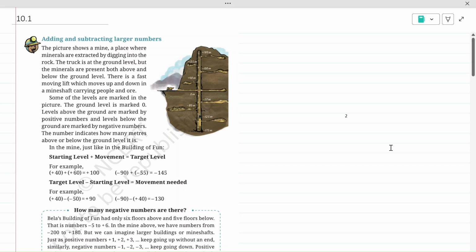Hello kids, in our last class we have understood about the integers and we have solved the questions using the smaller numbers. And now in today's class we are going to learn how we have to add and subtract the larger numbers. And when we say numbers, we are talking about the integers, that is both the positive and the negative numbers. So let's begin with the class.